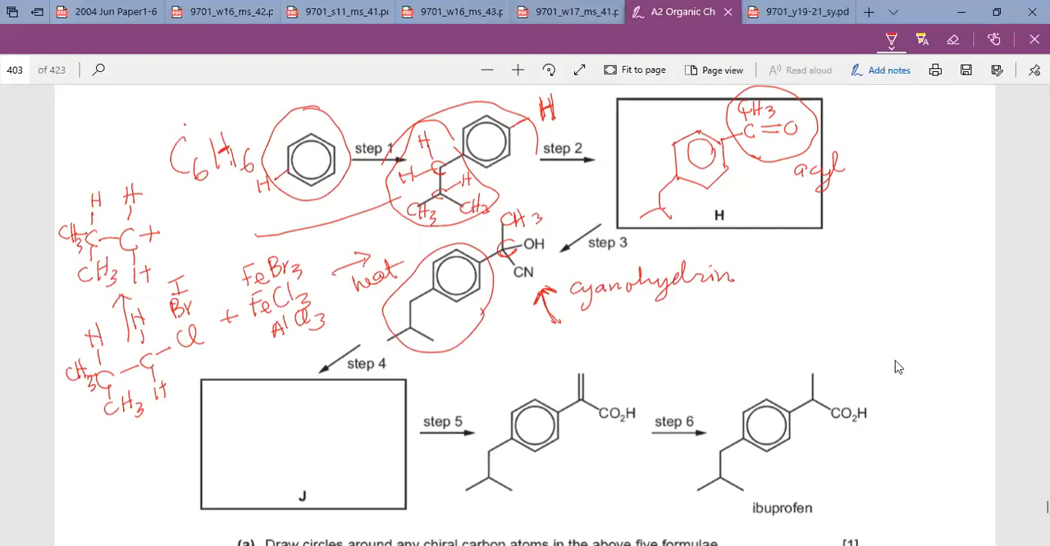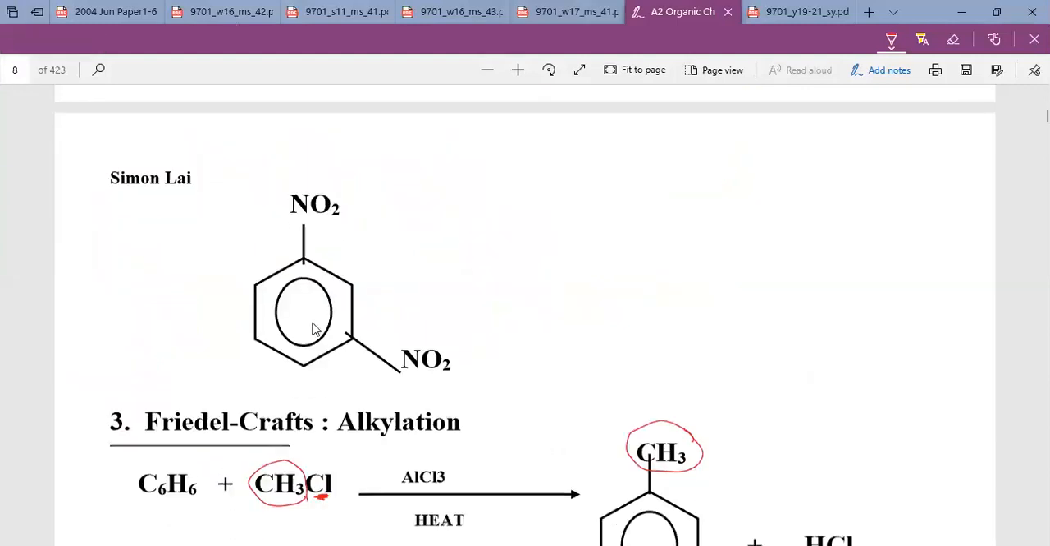Now we come to the last one. How do you acylate? Acylation: put this inside here. Kick out the hydrogen, put the acyl group here. Let's go back to our notes. The same old thing.